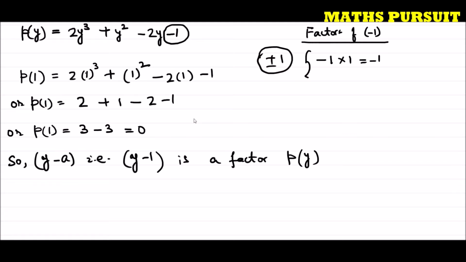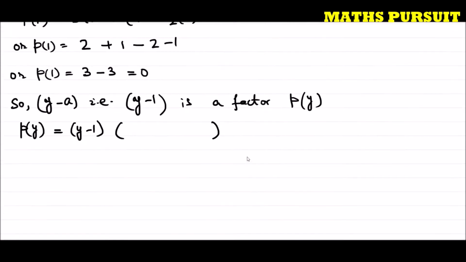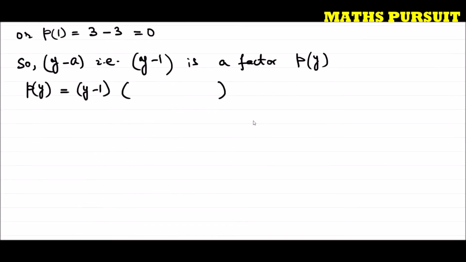Now I can write down the original polynomial, that is p(y), as p(y) is equal to (y minus 1) into something that we do not know, so that we will get this polynomial 2y to the power 3 plus y to the power 2 minus 2y minus 1. What is this missing value? If I multiply y minus 1 to this one, what is that missing value? Now let me give you one example.